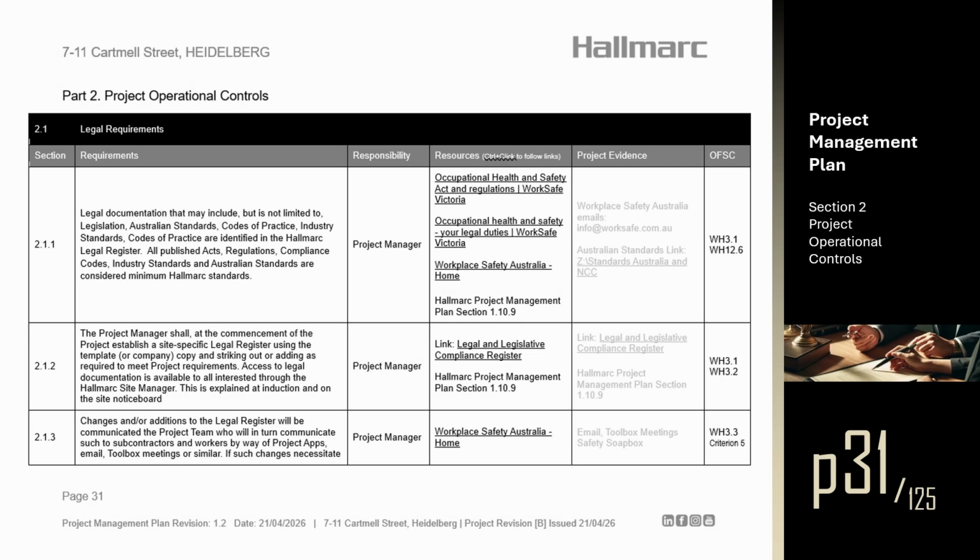Section 2.1. Legal requirements. Section 2.1.1. Legal documentation that may include, but is not limited to, legislation, Australian standards, codes of practice, industry standards, and compliance codes are identified in the Hallmarc Legal Register. All published acts, regulations, compliance codes, industry standards, and Australian standards are considered minimum Hallmarc standards.